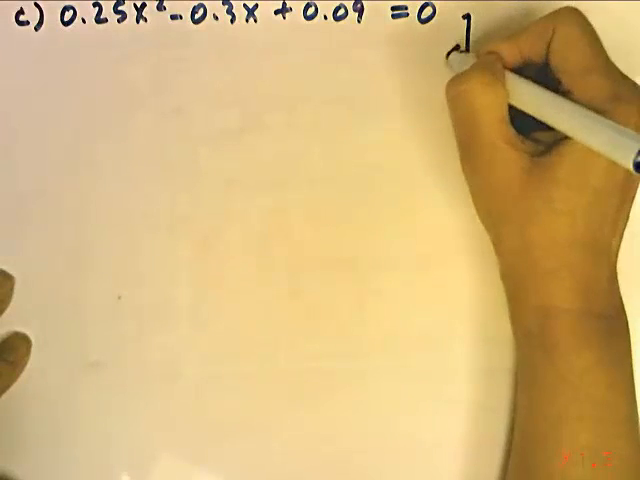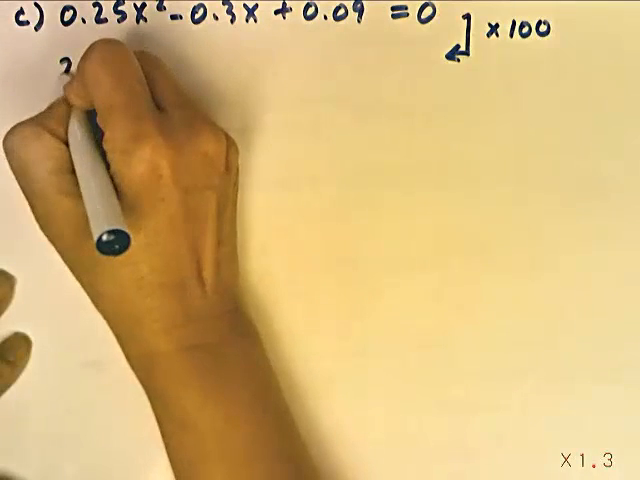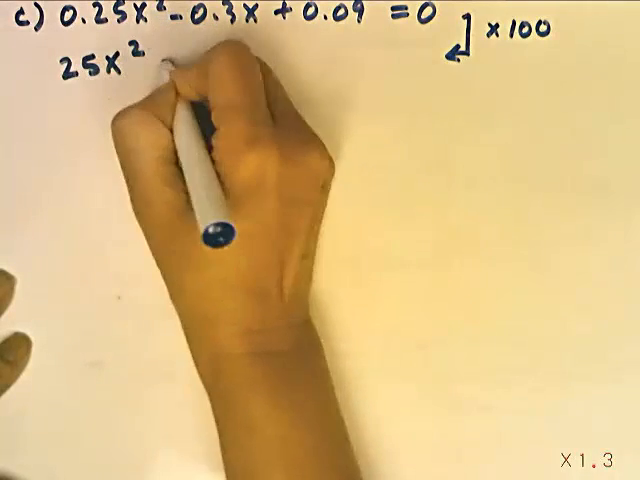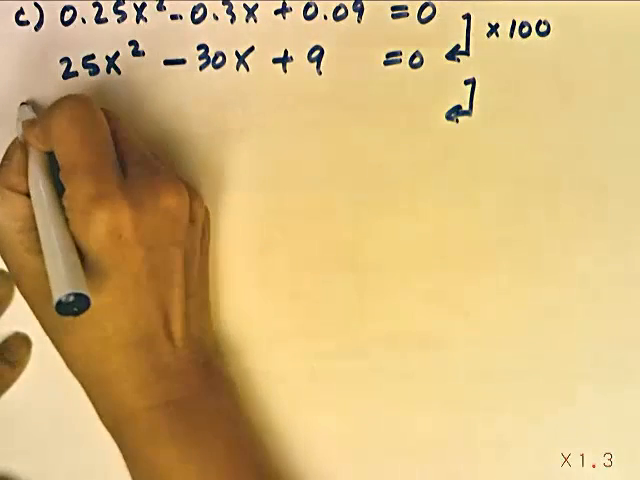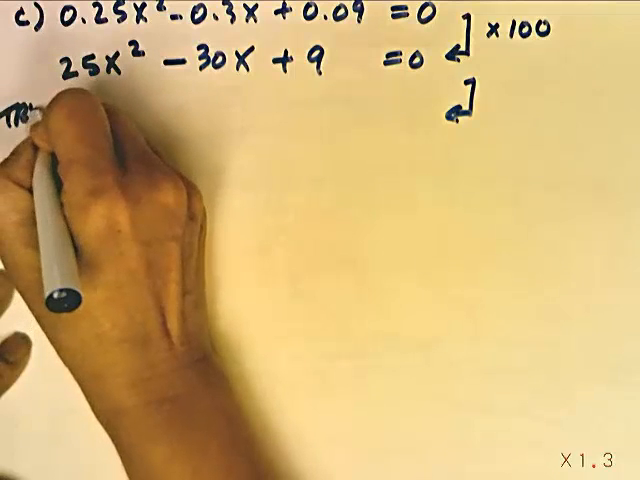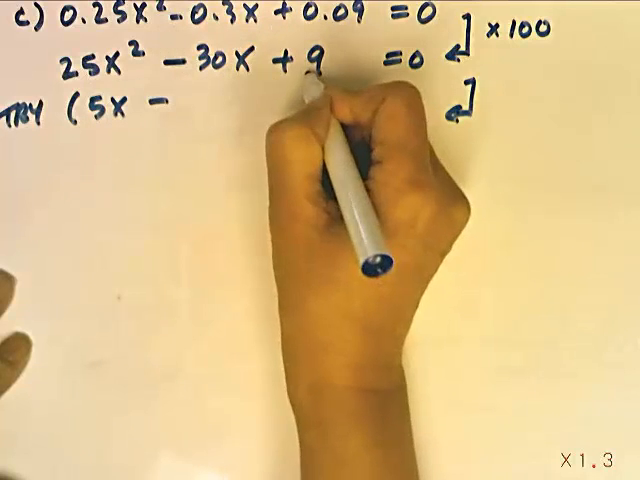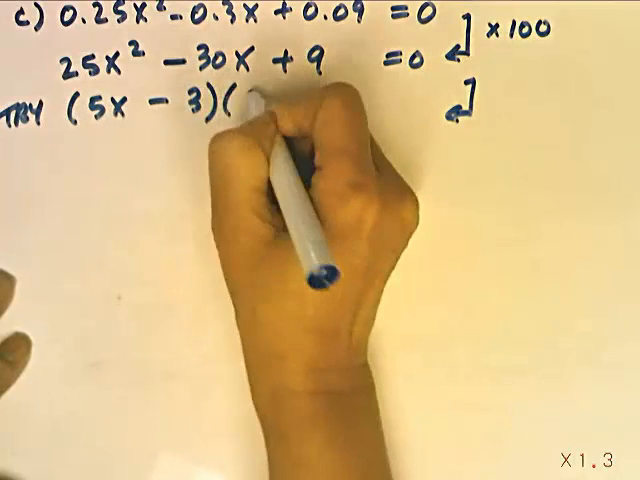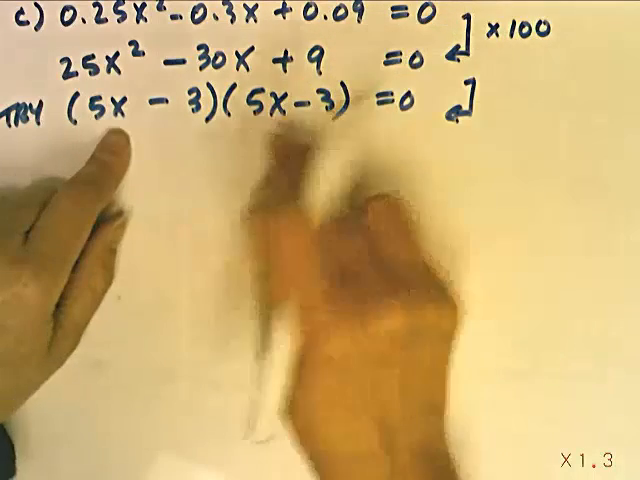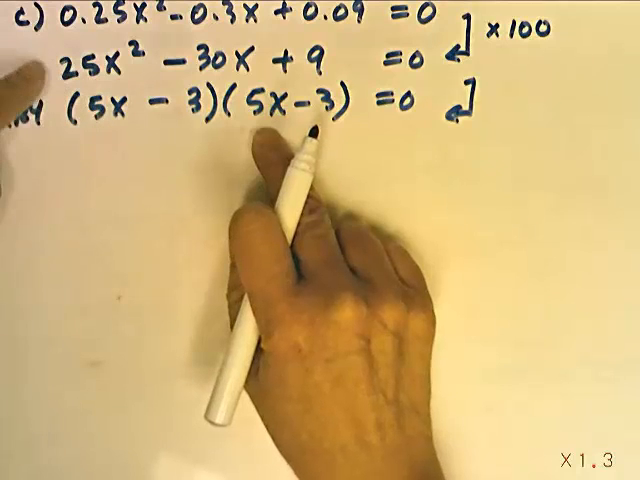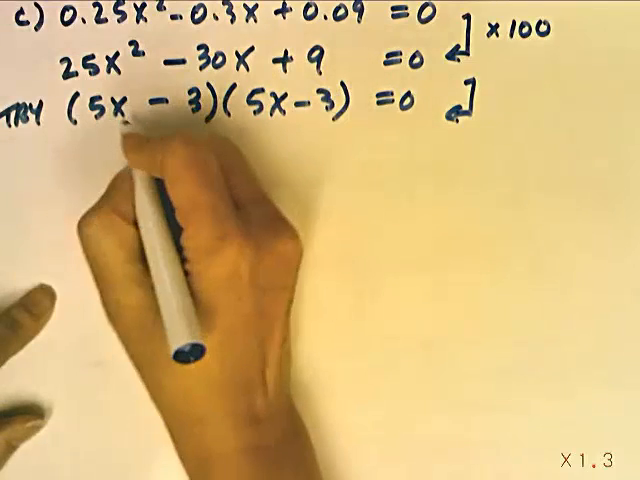Part C is kind of messy, so I'm going to simplify it by multiplying everything by 100. This will get rid of my decimal points. When I do this, I see that 25x squared and 9 are perfect squares, so I'm going to see if this will be a perfect square. I square root the 25x squared to get 5x, and I square root the 9 to get 3. I pick up the negative sign that's on the negative 30. Next, I check that 5x times 5x gives me the 25x squared. I check again that negative 3 times negative 3 equals positive 9.